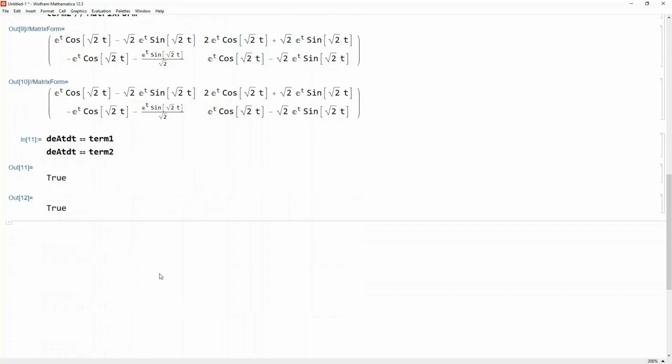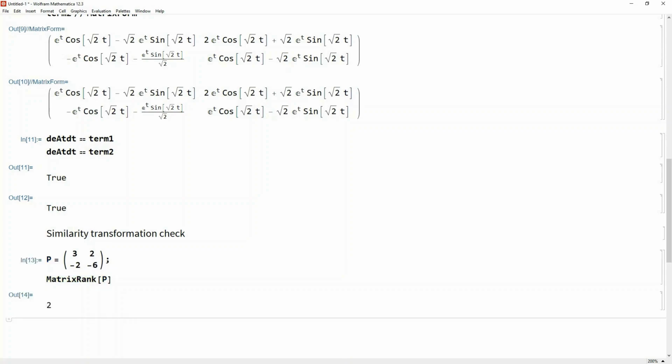Okay, how about the similarity transformation? Let's go ahead and check that right now. So let's make up some P matrix, right? I'm going to make some non-singular transformation matrix P. In fact, we can look at its matrix rank, and we can see that it's 2. Yep, it is 2. So this is full rank, so this is invertible. So we should be able to provide a similarity transformation.